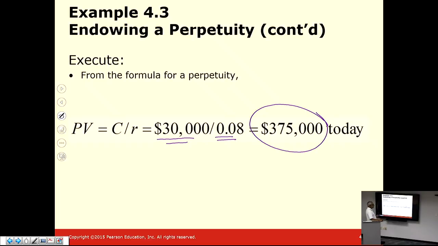Again, a very practical example of the tools that we have in time value of money to apply it in day-to-day contexts.